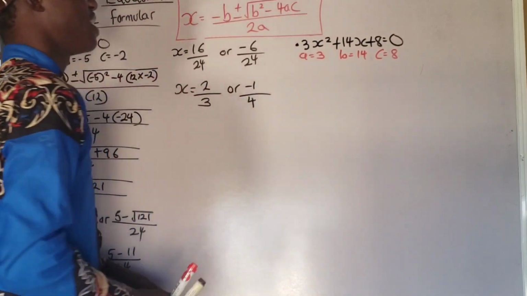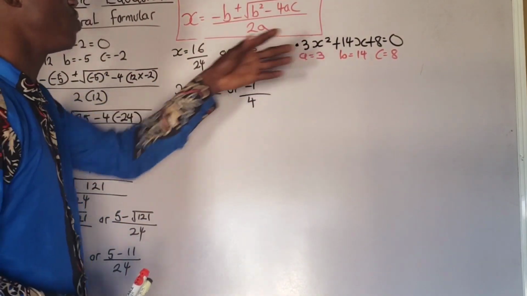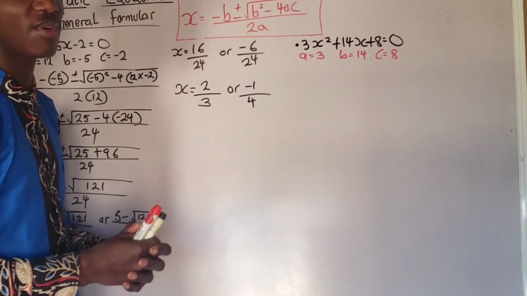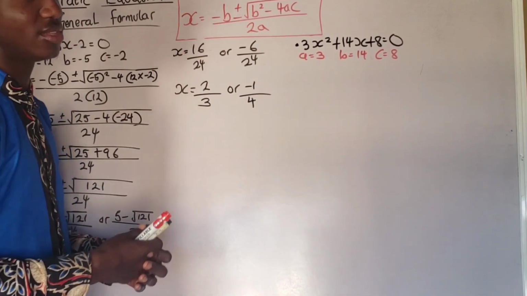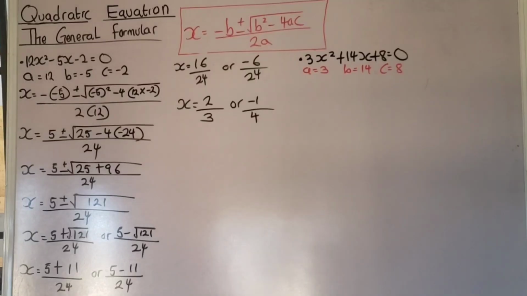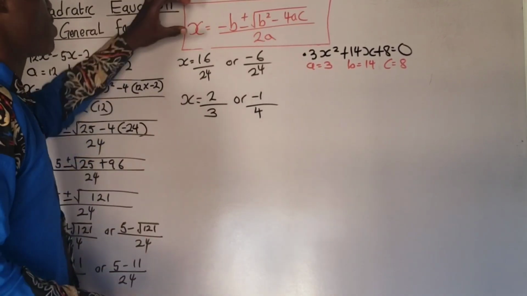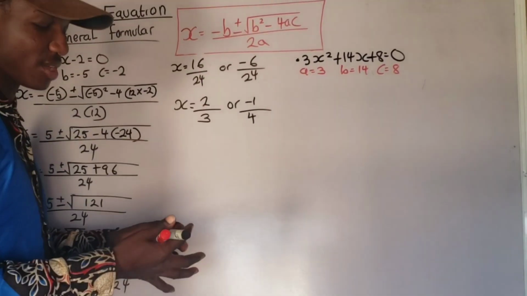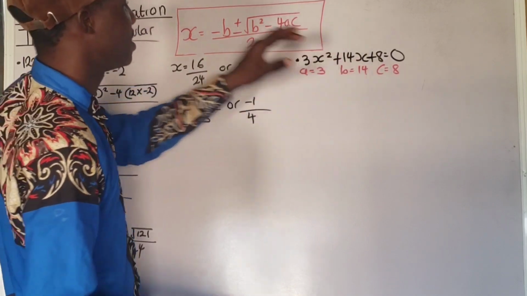Now, having identified your a, b, and c, the next step is to plug these values into this formula and simplify. By so doing, you are going to get the value of x. Those values of x are the ones that satisfy the quadratic equation. You understand? We are going to plug a, b, and c into this formula.